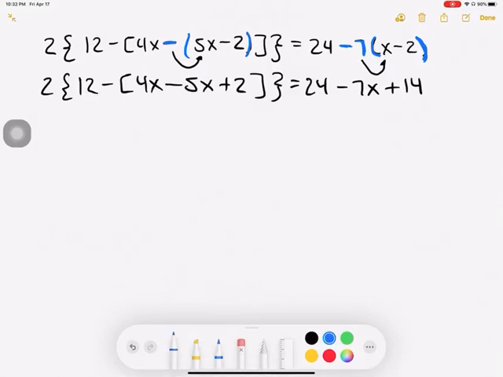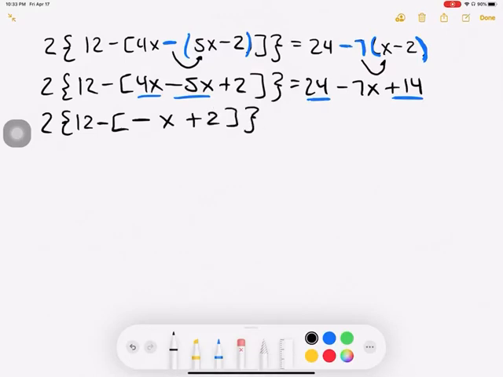The next thing that I'm going to do is combine like terms. So I'm going to combine every like term that I have on each side of the equation where I broke a parenthesis. There are always going to be like terms in there, or most of the time you're going to be able to combine like terms. So let's start again. That's 2, brace, 12 minus bracket, and 4x minus 5x is going to be negative 1x. So I'm just going to leave it as negative x plus 2, close bracket, close brace, equals, and then 24 plus 14, that should be 38. So I'm combining those like terms into one term.